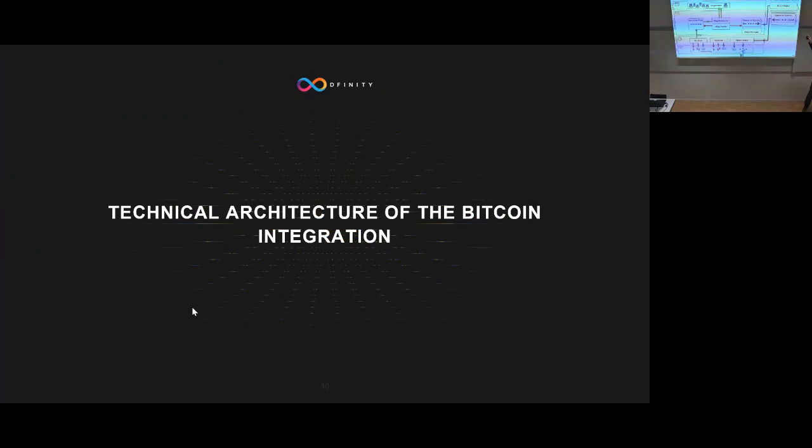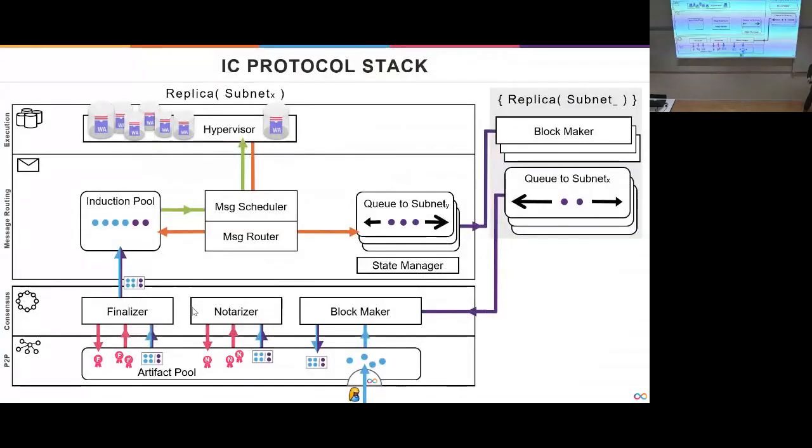And those would then be pulled by block makers on other subnets, much like we pulled without block maker from other subnets in the beginning. So this explains how the cross-subnet communication works in terms of the protocol stack. So this was a very high-level introduction to the protocol stack, just to give you a rough overview, then use it as a basis to show how we integrated Bitcoin here.